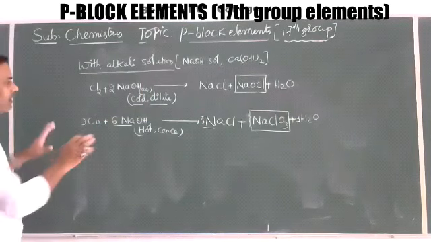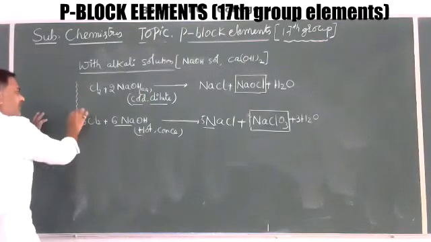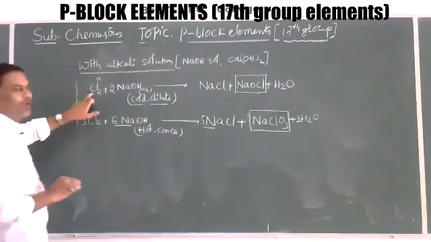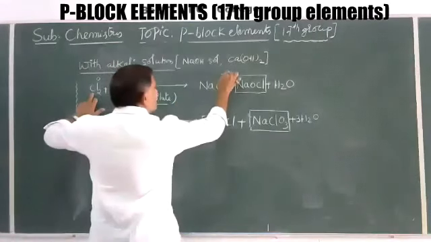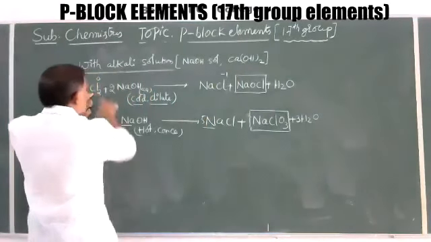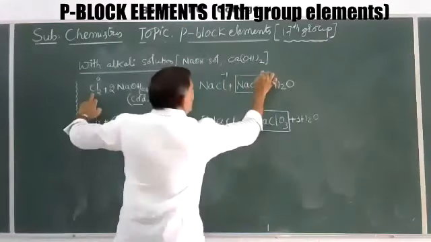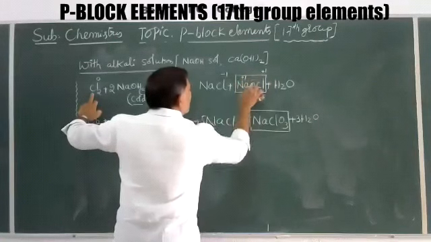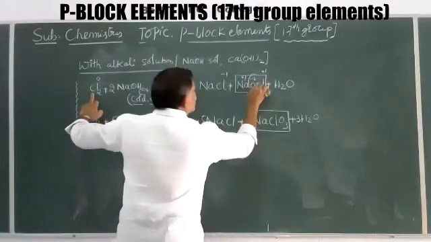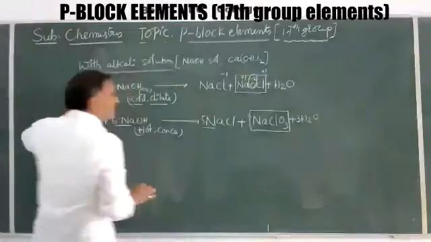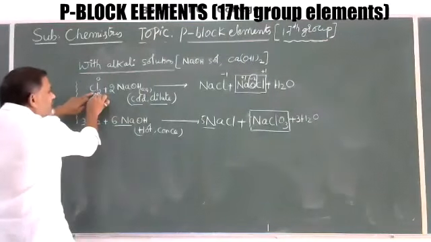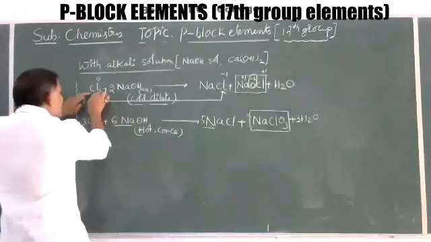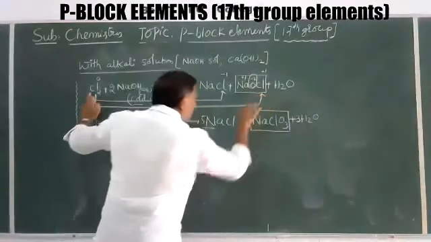Clear? Now once we can observe this chemical reaction, very very important chemical reaction, your chlorine oxidation state is here 0. Here in this case chlorine oxidation state is -1. Now here chlorine oxidation state is +1 because sodium is +1, oxygen is -2. To satisfy this it is +1.